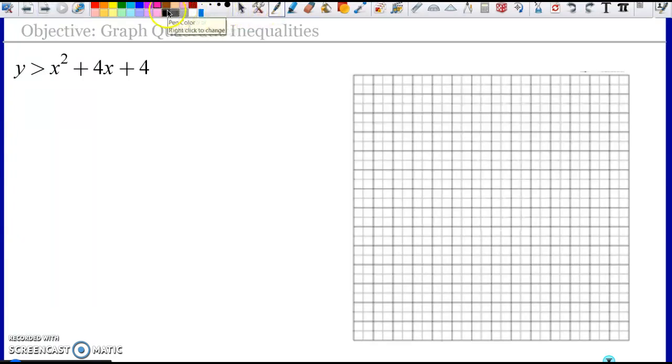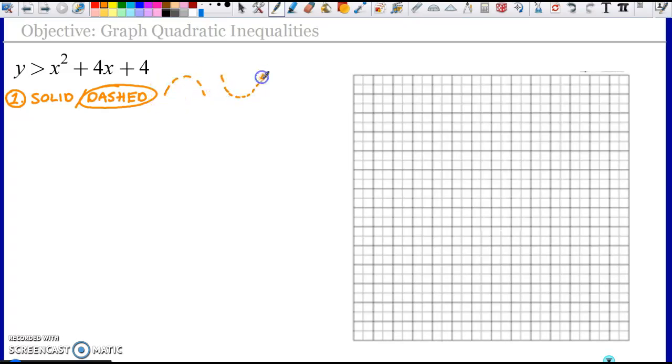So let's go through our steps. Step 1. First thing you need to decide is whether this is going to be solid or dashed. The way you can tell is just like with lines on inequalities: you look to see if there's any line underneath the inequality sign. In this inequality sign, there is no line underneath, and because of that, this is going to be a dashed parabola. So when I graph it, it's not going to be a solid line. It's going to be a dashed parabola.